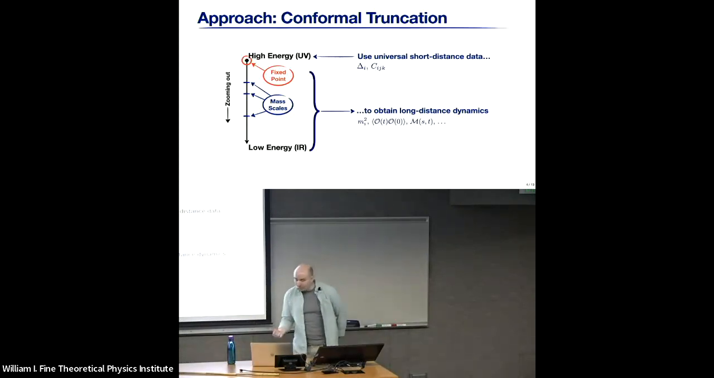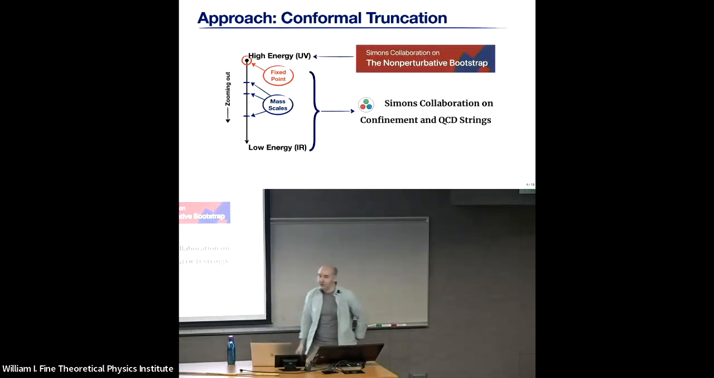Or to say things more simply, conformal truncation is just a means of laundering results from one Simons collaboration to another.